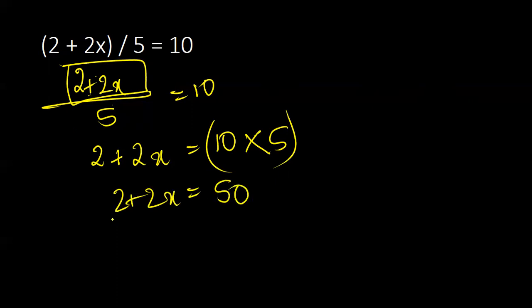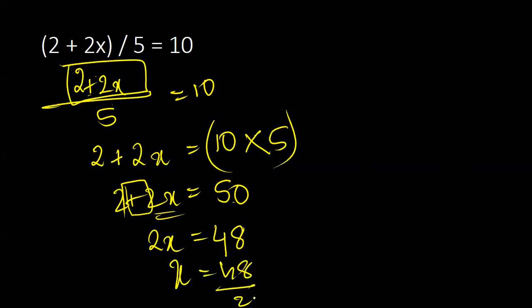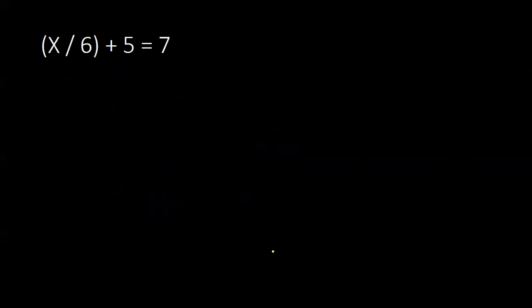Now this is another basic operation like we did just before. So here now addition becomes the principal operation, and so I will isolate 2x and bring 2 to the other side. So 2x becomes 48, that is 50 minus 2, and now x becomes 48 divided by 2, which is 24. So this is the solution of x in this question, 24.